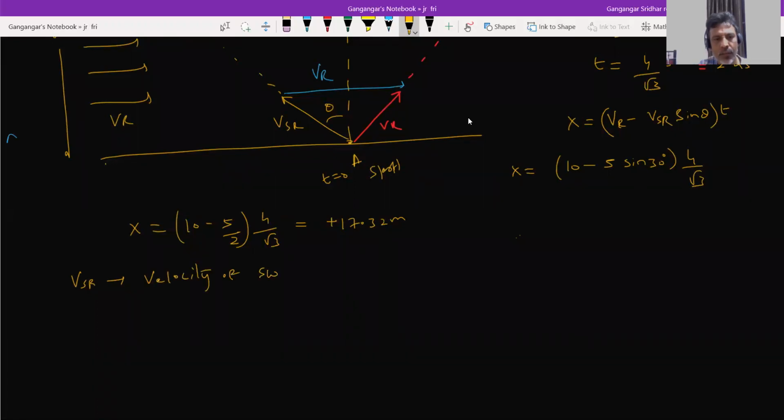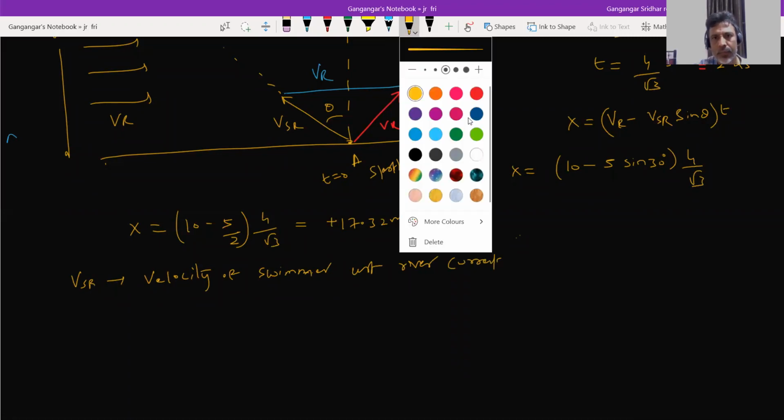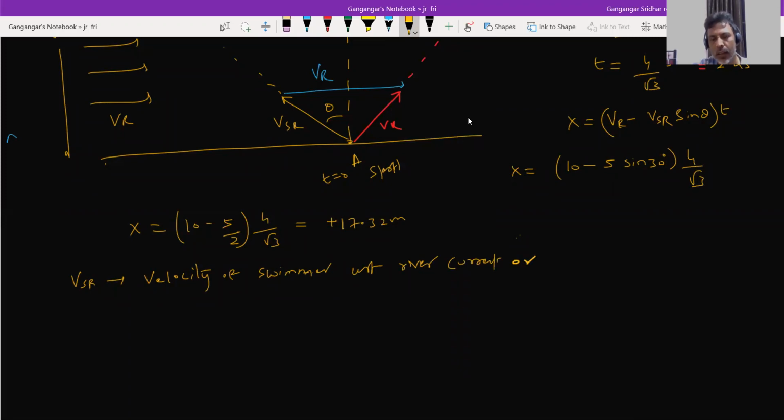Velocity of swimmer with respect to river current, or with respect to still water. Both are same. This will really trouble you a lot. Sir, how come you are still bringing this particular thing? Is it possible for the river to be still? No, not there. So what do you do with still here?